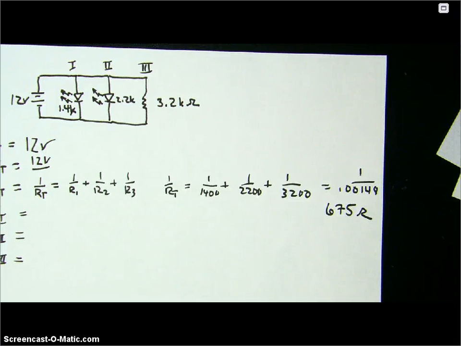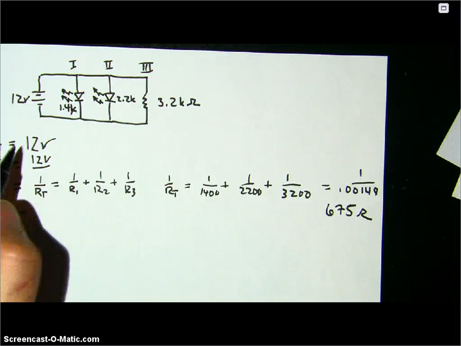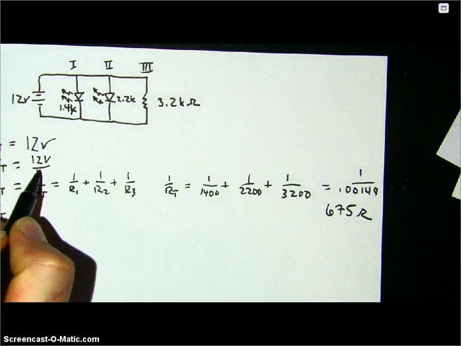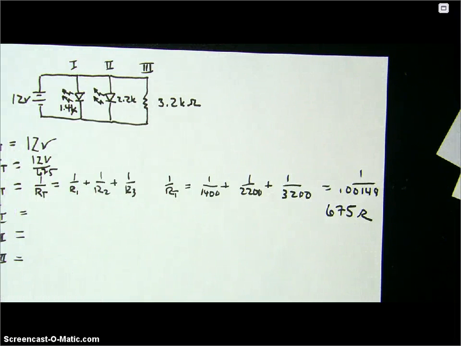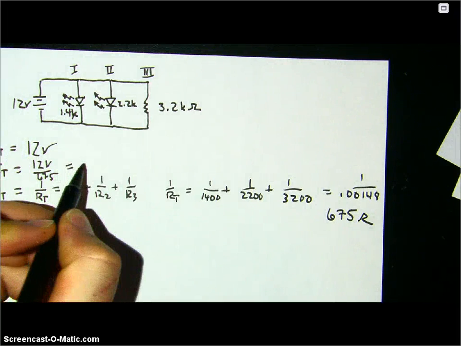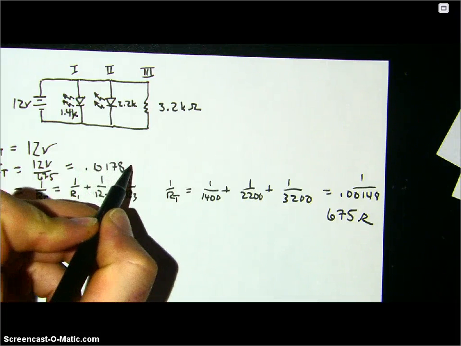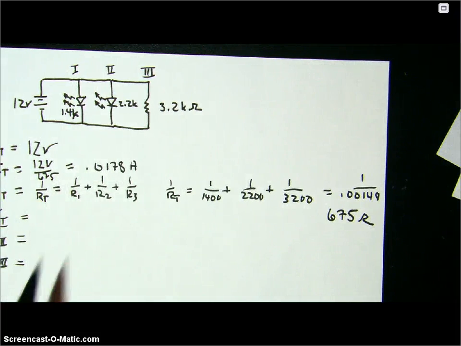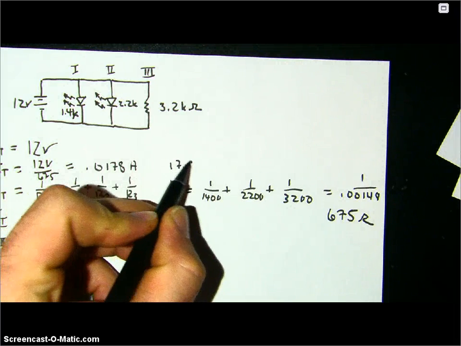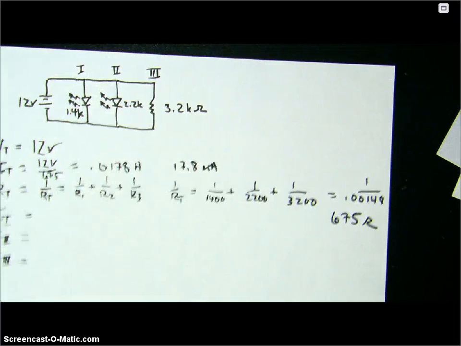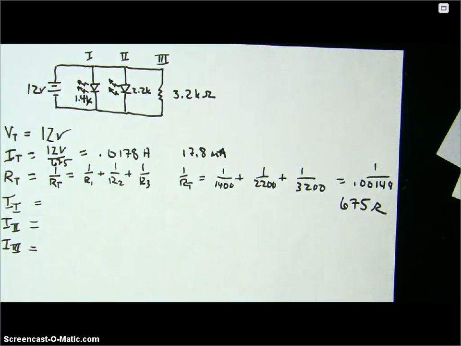Okay. So I can take that number and plug it back in up top here. For me, I had 675. Take my 12 volts divided by 675, and I get a total current of 0.0178 amps, or 17.8 milliamps.